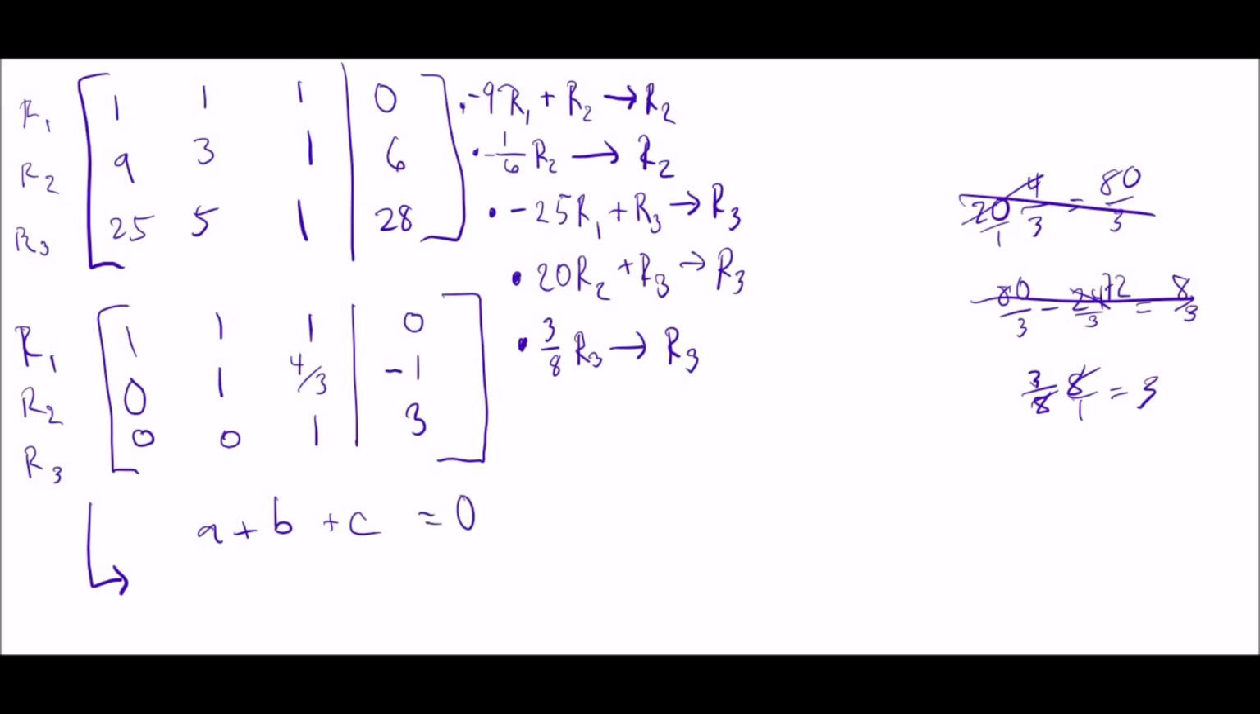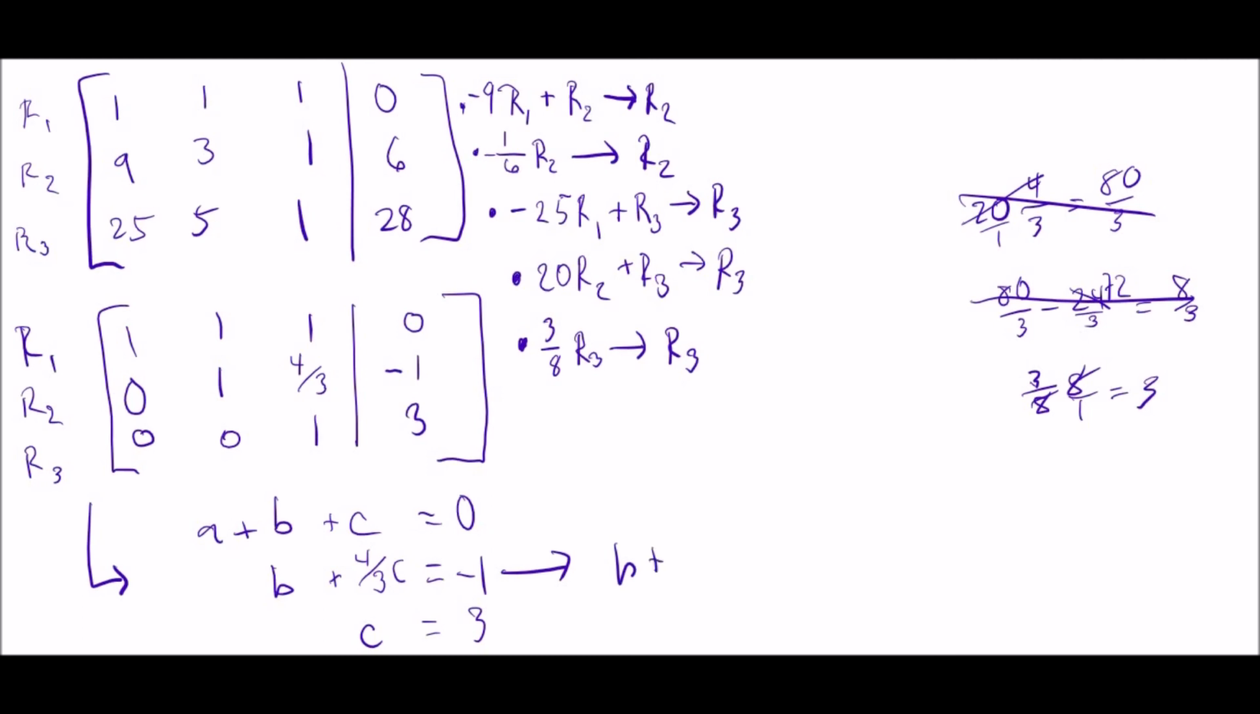So I won't even write a plus b plus 4/3 c equals negative 1. Finally, c by itself, because everything else is 0, is equal to 3. So I've translated this back in. C is equal to 3. I can figure the rest of this out, because if I know that c is 3, let me plug this into this guy.